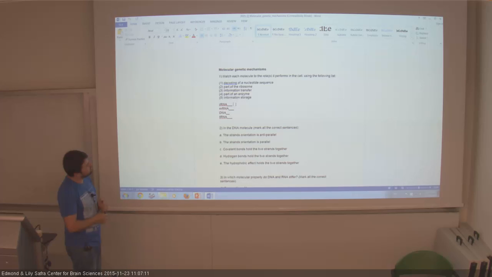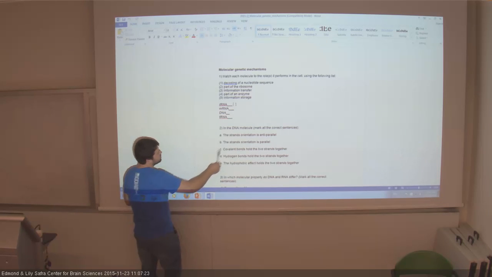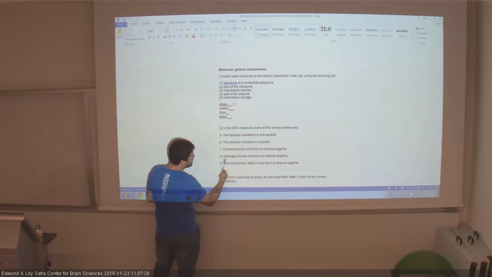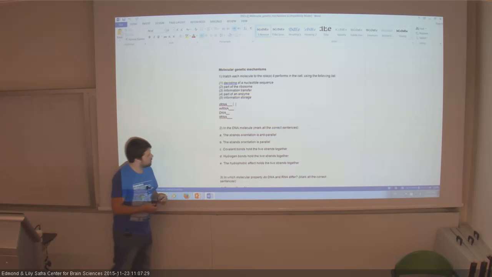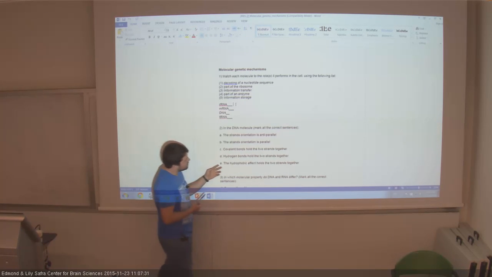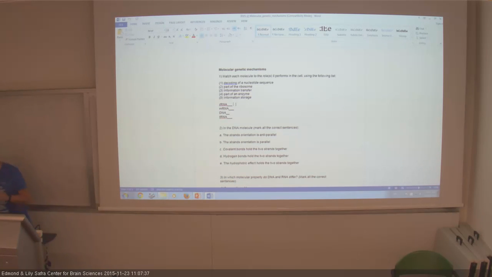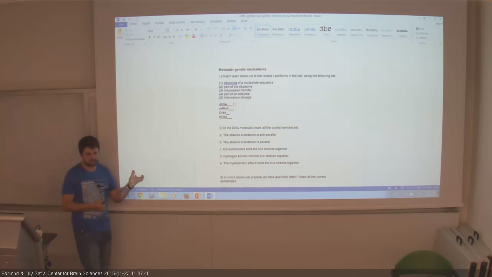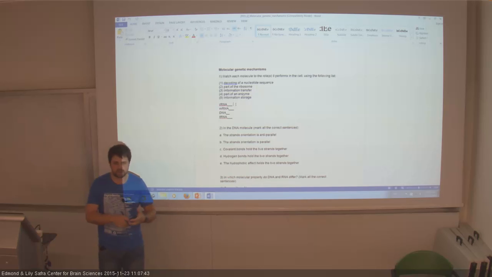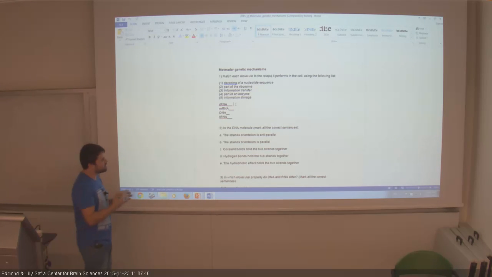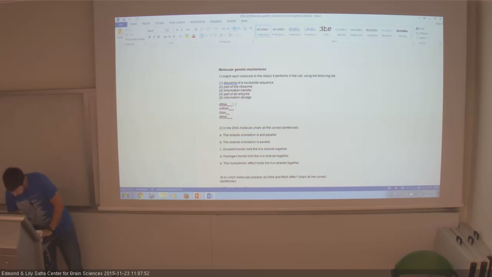Yeah. Which one of these sentences is correct with regard to the DNA molecule? That strands are oriented antiparallel, that's correct, and hydrogen bonds hold the two strands together. The hydrophobic effect holds the two strands together, are you sure? It's not actually the hallmark of the DNA. The hydrophobic effect has an effect everywhere in the cell, but I would not say that it's like the lipid bilayer, that this is actually what holds this complex together.